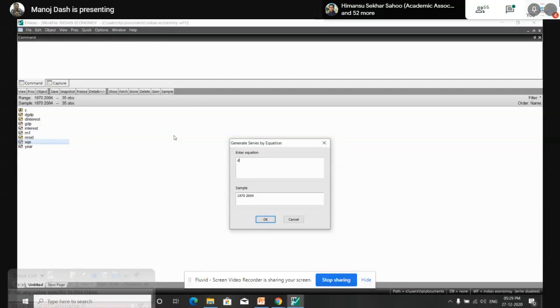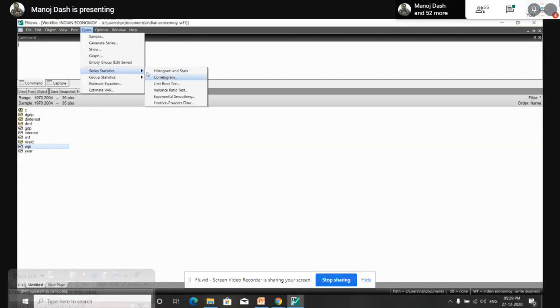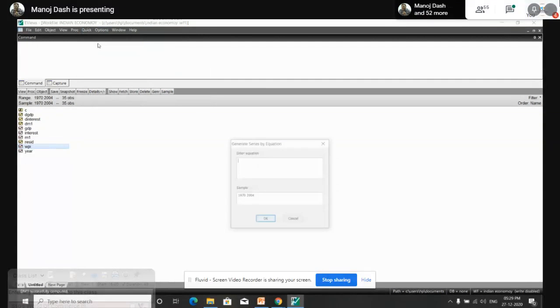Then the M1 money supply, DM1 equal to M1 minus M1(-1). Then WPI, DWPI equal to WPI minus WPI(-1). Clear? Okay.